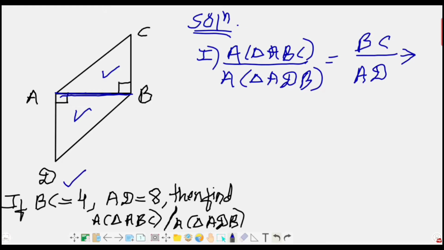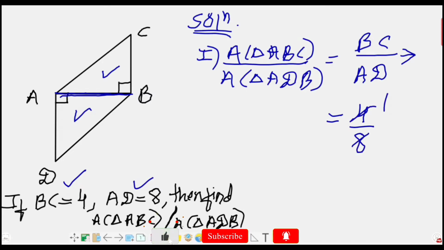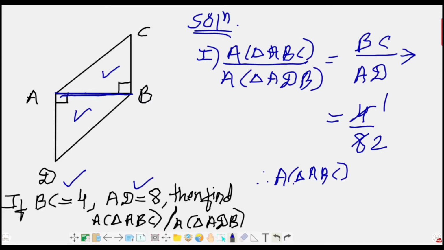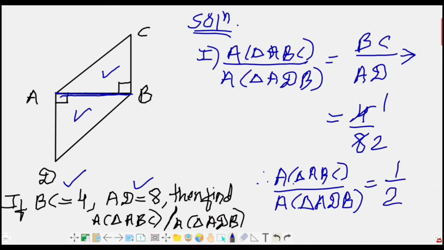Now BC and AD are both given to you. When you substitute their values, it will be 4 by 8. You can reduce it easily: 1 by 2. So they have asked for the answer in the form of a fraction, so your answer should always be in terms of fraction only. If they ask for a ratio, then your final answer should be in terms of ratio. Here they have asked for a fraction, so this answer will be only 1 by 2.